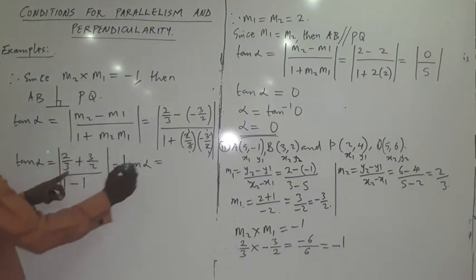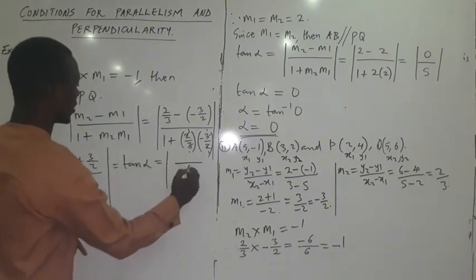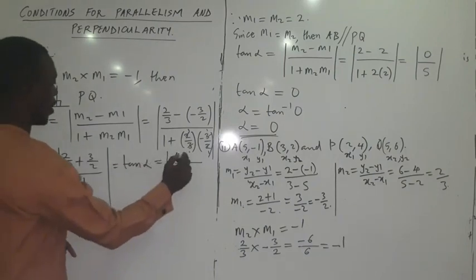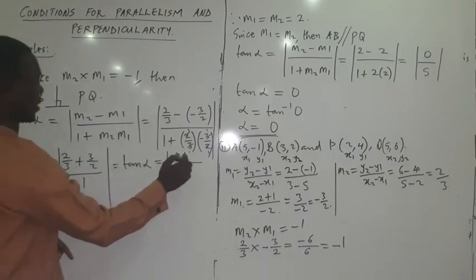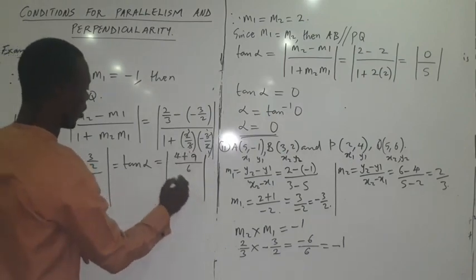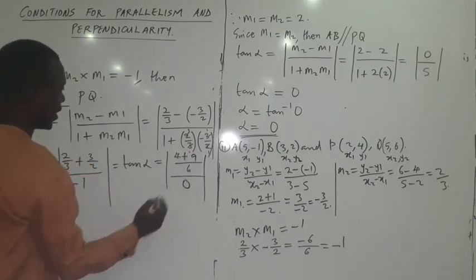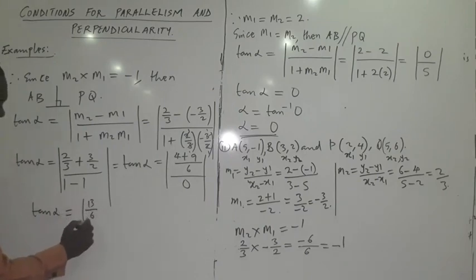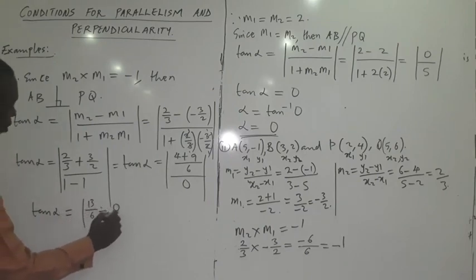So let's look for the LCM. LCM is 6. So 3 is 6, 2 times 2, 4, plus 2 is 6, 3 times 3, 9. Then all over 1 minus 1 is 0. So we now have tan alpha equals the absolute value of 13 over 6 divided by 0 over 1.